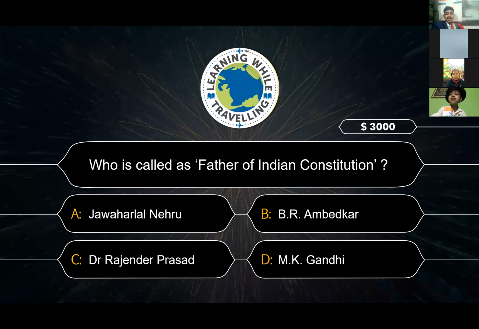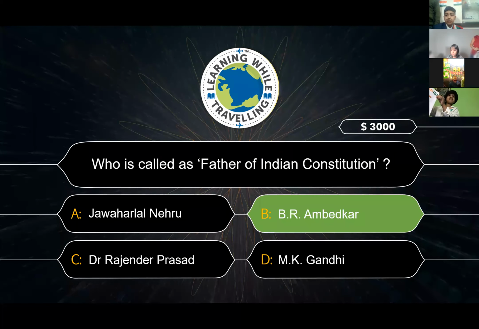Usru Ayushi B, Lakshita D, Supriyo B, Arush D, David D, Anveshi D. Okay, lock option D, M.K. Gandhi. It's B, B.R. Ambedkar.